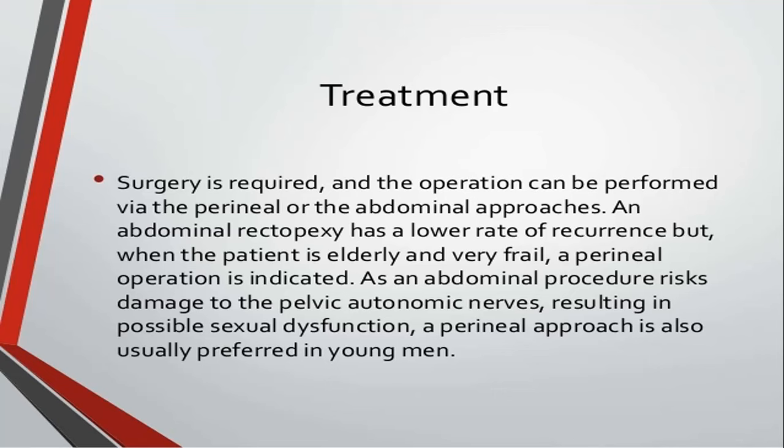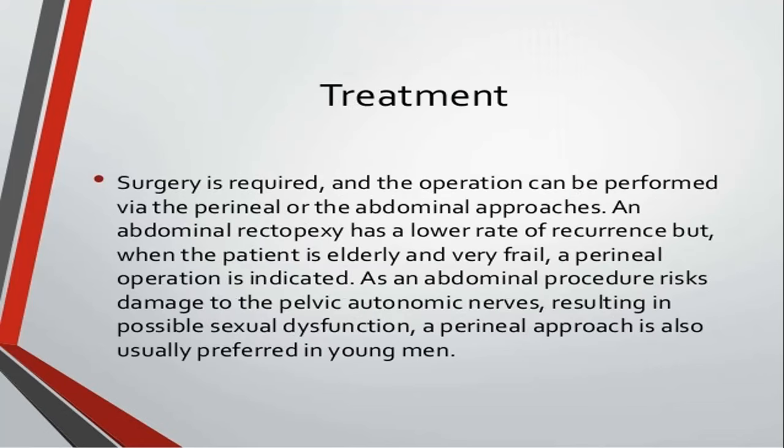As an abdominal procedure, there is a chance of damage to the pelvic autonomic nerves, resulting in possible sexual dysfunction. The perineal approach is also usually preferred in young men. So the treatment is basically either abdominal or perineal. Abdominal rectopexy has a lower recurrence rate and is very useful, but in frail patients we can go for the perineal approach. Abdominal procedures can damage the pelvic autonomic nerves, causing sexual dysfunction, impotency, and urinary and fecal incontinence. That's why the perineal approach is usually preferred in young patients.